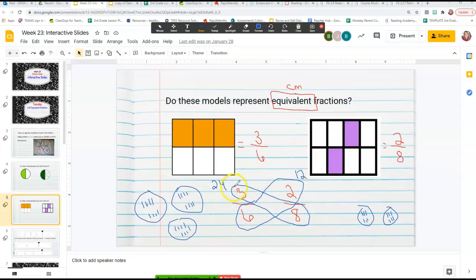Which number is bigger? 24 is greater than 12. So these are not equivalent. They're not equal. They would have to both be 24, or they would both have to be 12, but they're not. 3/6 is greater than 2/8. So these are not equivalent.